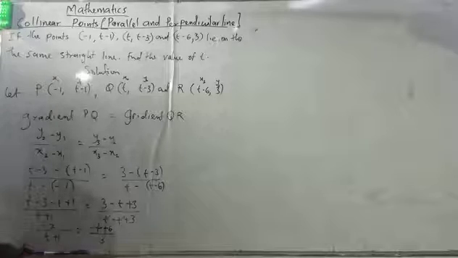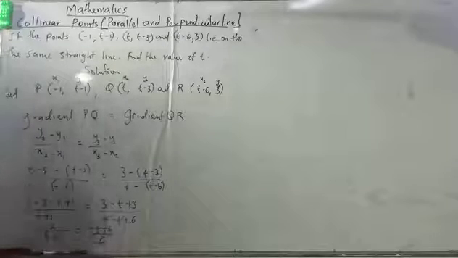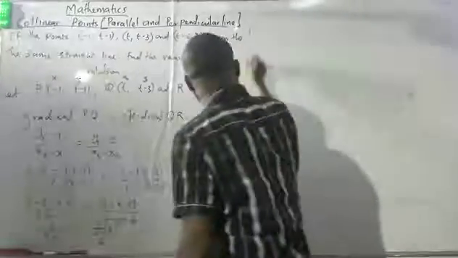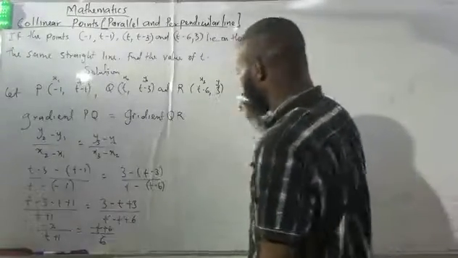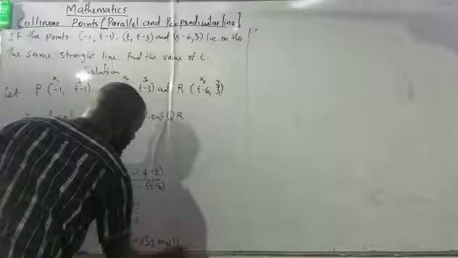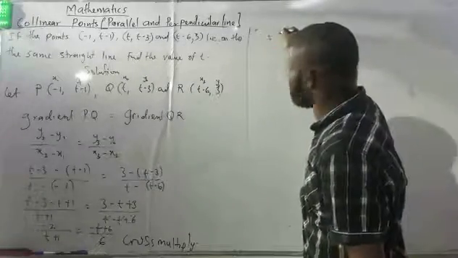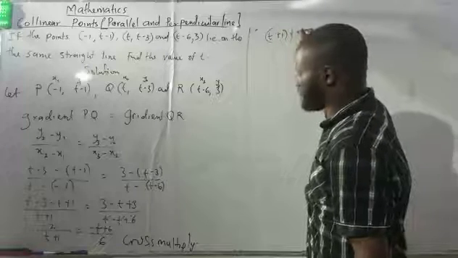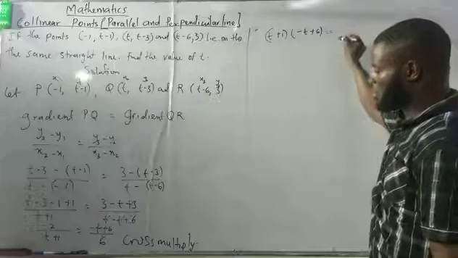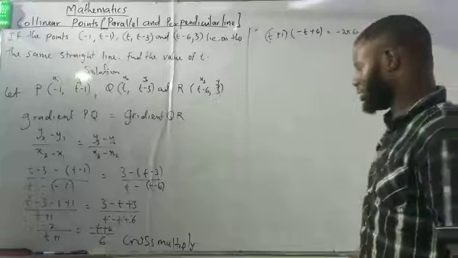Okay, and here will be 6. Here will be 6, sorry. Here is 6, thank you. Now, for me to move on, what you just need to do now is cross multiply. I'll be having (t plus 1) bracket of (minus t plus 6) equals to minus 2 multiplied by 6, which is, you should know this.